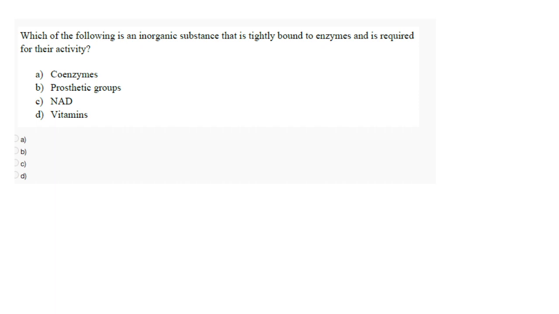Which of the following is an inorganic substance that is tightly bound to enzyme and required for their activity? Coenzyme, prosthetic groups, NAD, vitamins. Which option is correct over here? Prosthetic groups. Prosthetic group, right.